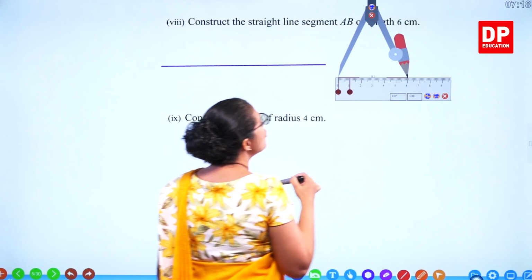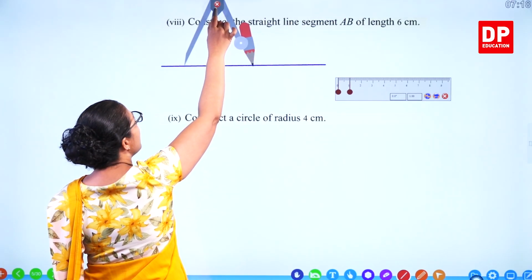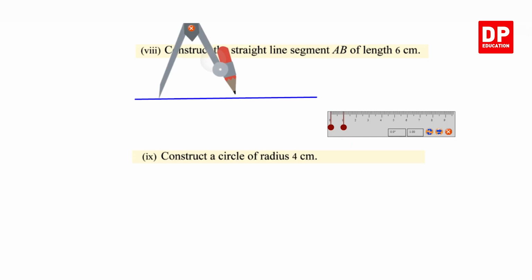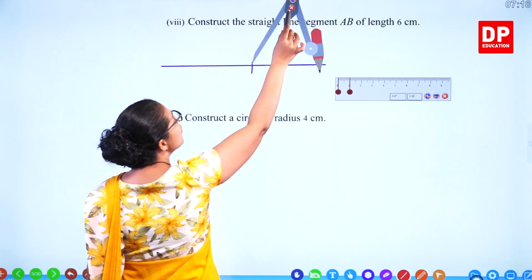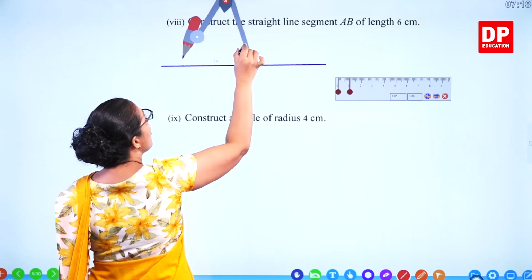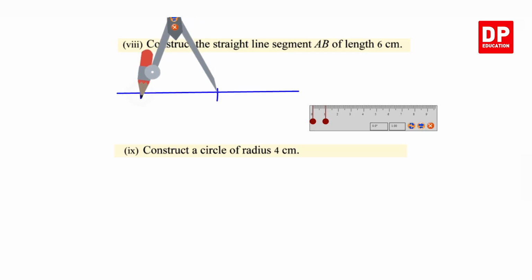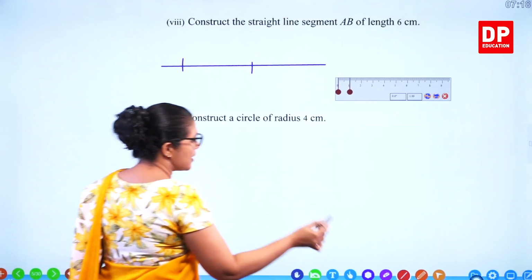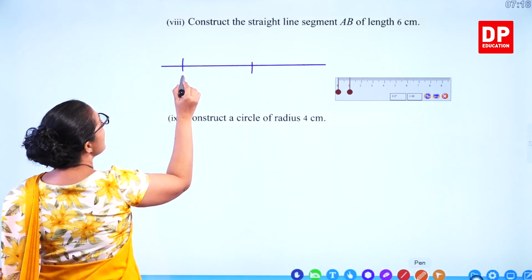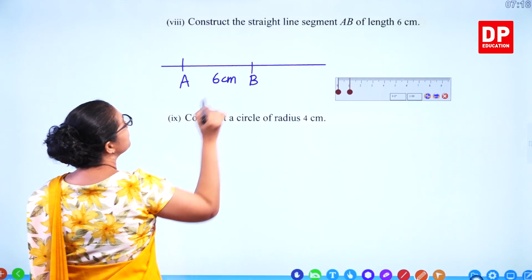And then what you do? You keep on top of the straight line and first draw an arc. Then you keep on top of that arc and you need to mark the other point. So this is the other point. Now we have 6 centimeter line segment. So we can label it A, B, and this is 6 centimeters.